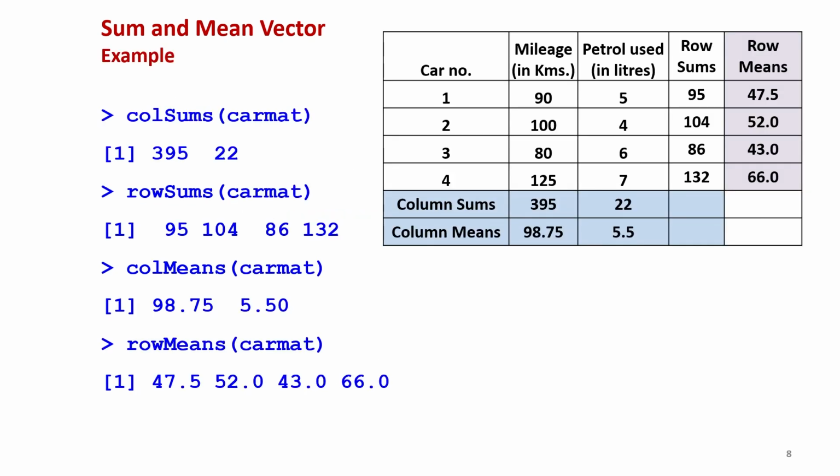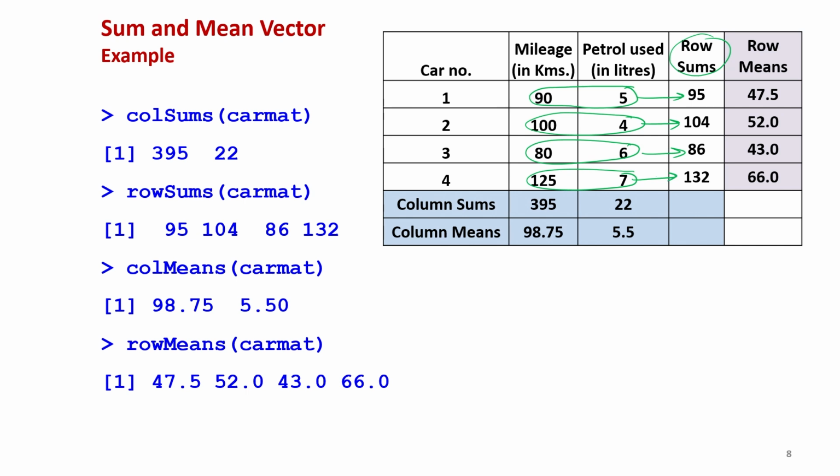So now let me take the same example, to see what we really mean by row sums, columns and their mean. If you take this data set, when I make the sum of the values row-wise, then it is the row sum. If I say 90 plus 5, it is 95. This is row sums. 100 plus 4 is 104, 80 plus 6 is 86, and then 125 plus 7 is 132. This is row sum.